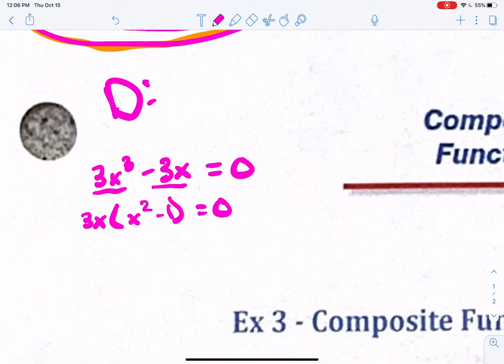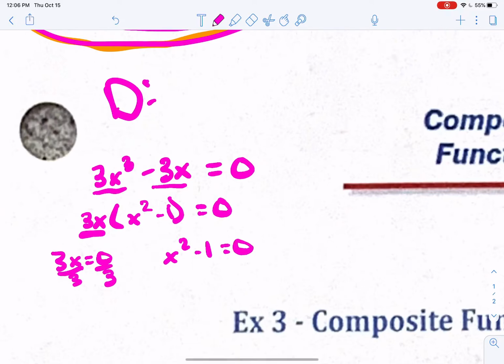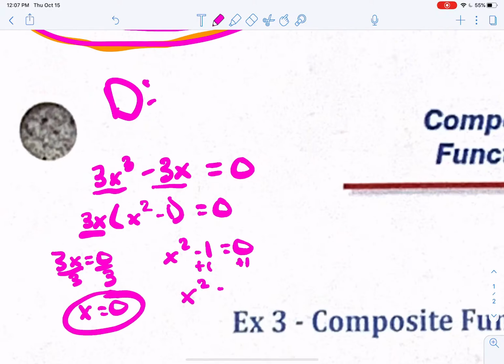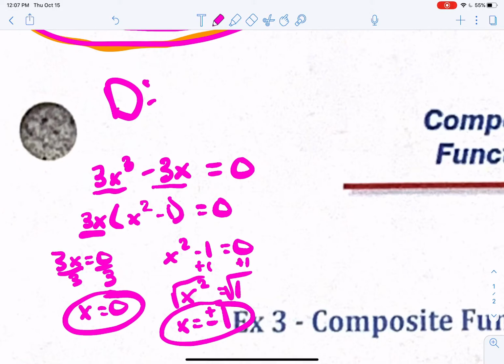So I'm going to do that, and then I'm going to set both of those pieces equal to 0. So this guy, 3x equals 0, and x squared minus 1 equals 0, okay? If 3x equals 0 and I divide by 3, 0 divided by 3 is still 0. And then x squared minus 1, if I add the 1 over to the other side, x squared equals 1. And then if I take the square root, remember that the square root of 1 is positive 1 and negative 1, so plus and minus 1, okay?